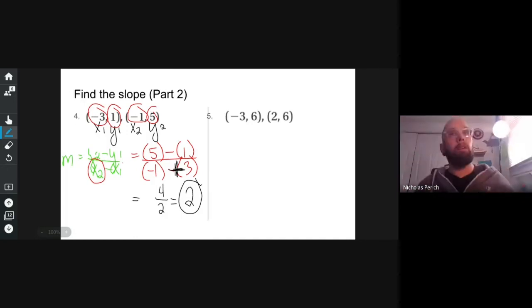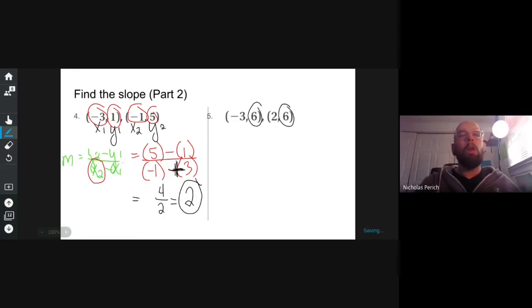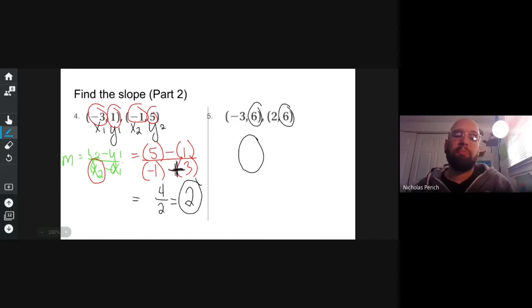Oh, look. My y's are exactly the same. When my y's are exactly the same, I don't need to do anything, and it would be wise to just say 0. Because that's it.